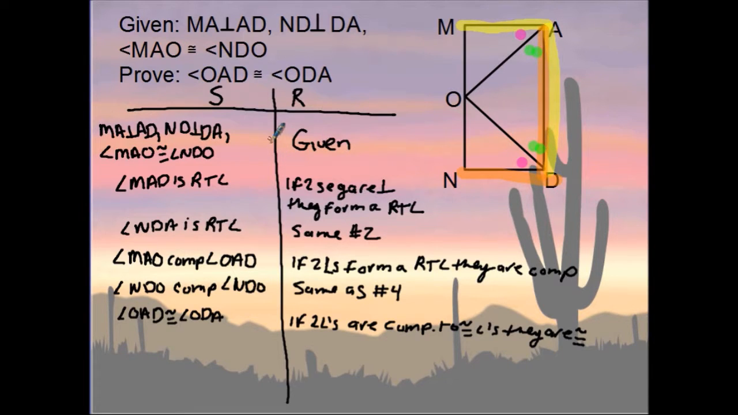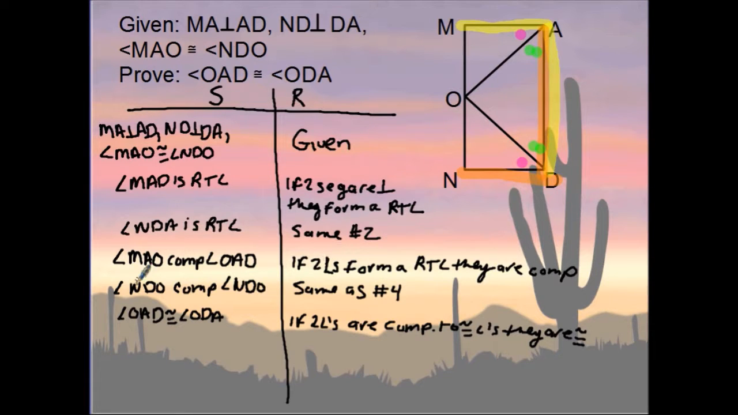Like we talked about in our game plan, perpendicularity implies that we're going to have right angles. So we have angle MAD is a right angle. The reason is if two segments are perpendicular, they form a right angle. And also, angle NDA is a right angle, for the same reason: perpendicularity, therefore right angles. After that, we're going to talk about complementary angles. We have angle MAO is complementary to angle OAD. For a reason, well, what happened before? We got right angles. What does that mean? They're going to be complementary. If two angles form a right angle, they are complementary.